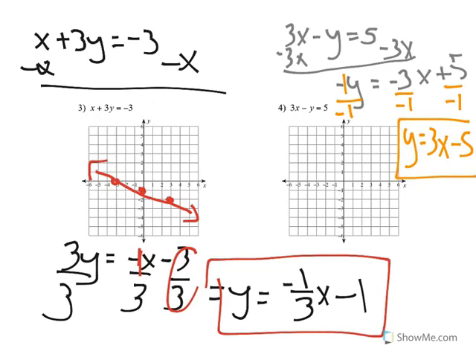So we're going to start at -5 on the y-axis, and we're going to go up 3, and then turn that into a fraction. Up 3, and then to the right 1. You can keep going if you would like to get a couple more points. And that is your line.